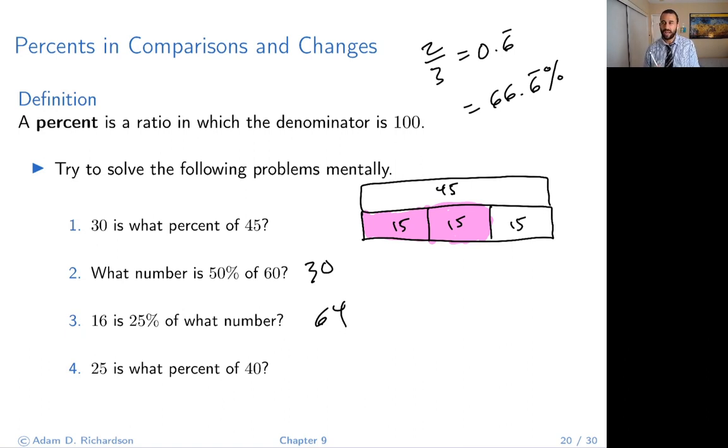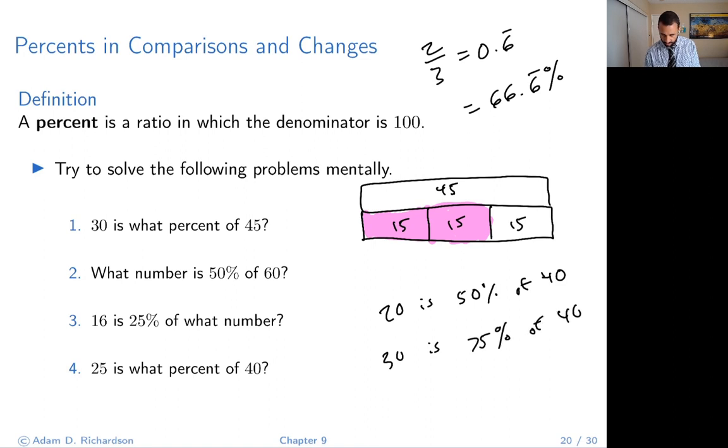So for example, I know that 20 is 50% of 40. And I know that 30 is going to be 75%. Let me write that out actually, just so we don't get too lost. What I'm saying here is that 20 is 50% of 40, and 30 is 75% of 40, right? Because it's like quarters again, right? It's like 10 is a quarter of 40, 20 is a half, 30 is 3/4, and 40 is the whole, right?